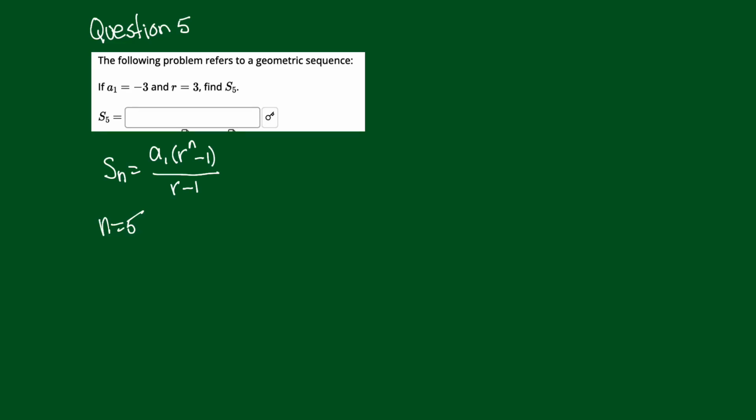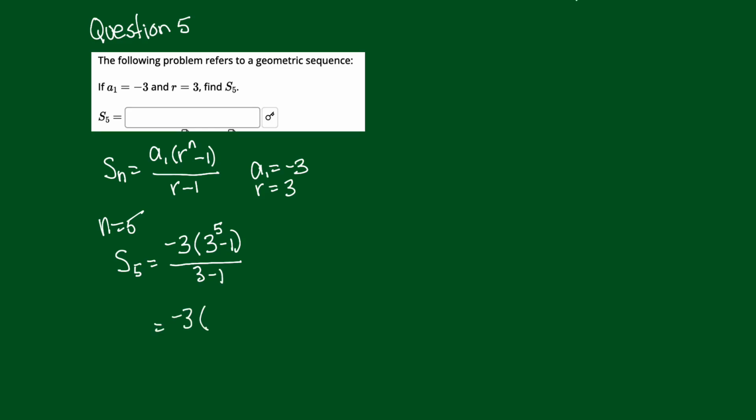Now, all these numbers that we need should appear in the problem. So we're looking for s sub 5. So s sub 5 is equal to, now, I'll write it up here. A1, the first term, is negative 3. R is equal to 3 itself. All right, so we're going to have a1, the first term, negative 3, times r, 3 to the n, now that's to the 5, minus 1, all over 3 minus 1. This is going to be negative 3.